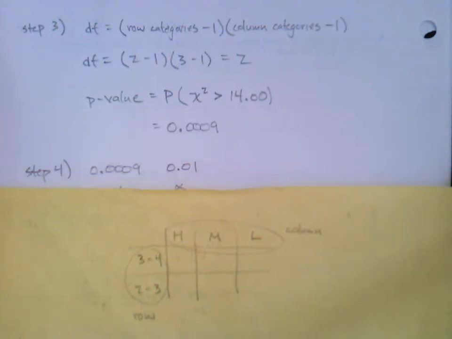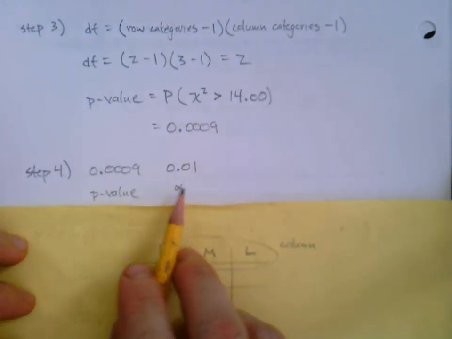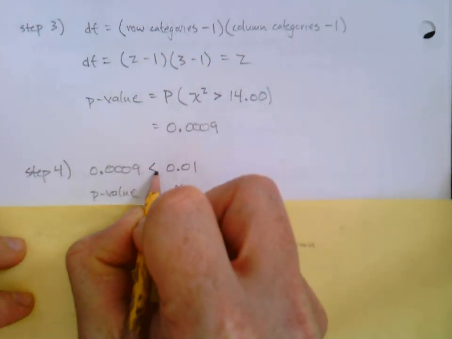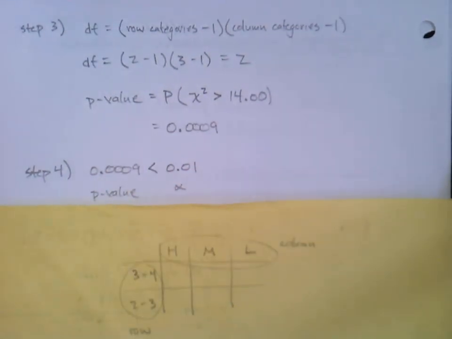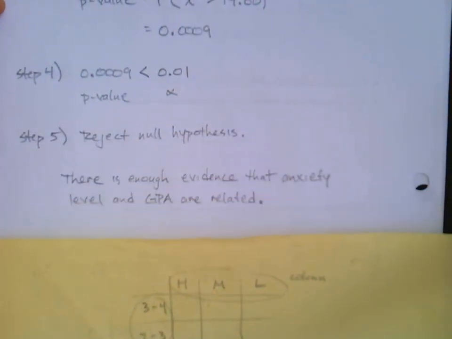So it's time for step 4. Let's compare that with alpha. Well, alpha is definitely bigger here. Easily. So what does that mean? We reject the null hypothesis, and there's the interpretation. There is enough evidence that anxiety level and GPA are related.